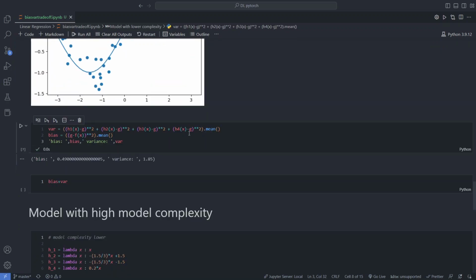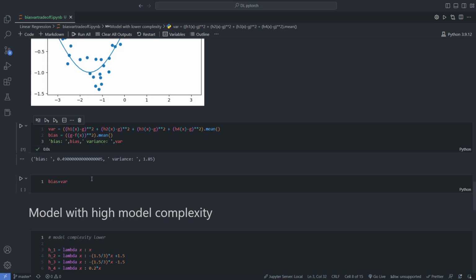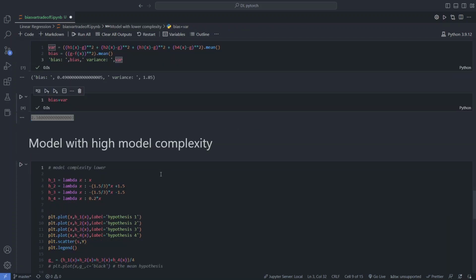As you can see over here, the variance is basically, let us check the formula of variance, right? Variance is basically the individual hypothesis minus the mean, and the whole square, and you do this for 4 of them. So this is your bias, and this is your variance, and if you add them, this is the total loss, which is 2.